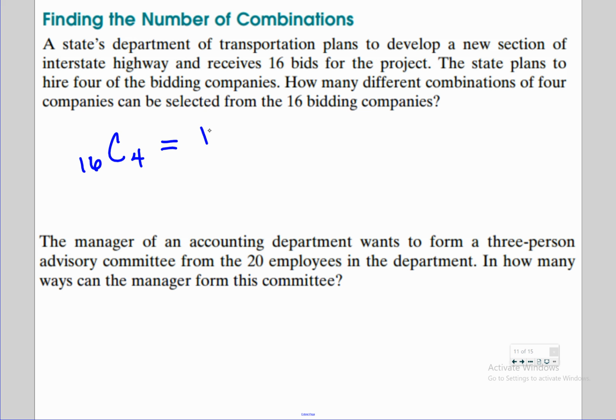The formula would look as follows: 16 factorial divided by 16 minus 4 factorial times 4 factorial. Or again, the calculator will do it for you. Okay, so under that probability menu, pick the one with the C. 16 choose 4. 1,820 different groups of 4 companies we can select for bids. Make sense? Good? Great. Okay.